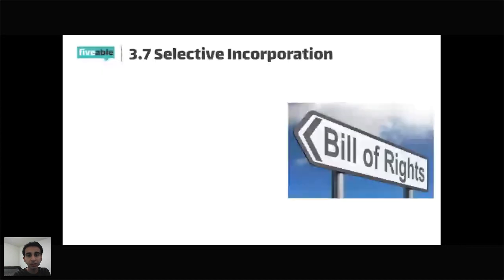So that was 3.6. The next standard is going to talk about selective incorporation. So does anyone know what selective incorporation is, or have any questions on anything we've done so far? Right, it does have to do with the 14th Amendment. Any other thoughts on like what it does? Or like what clause or constitutional clause that involves, etc.?